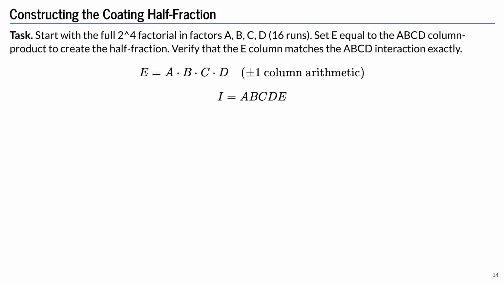Let us now build the coding half fraction from scratch. We start with a full 2 to the 4 factorial in factors A, B, C, and D. That gives us 16 runs with all combinations of plus and minus 1 for those 4 factors. Then we create the E column by multiplying the A, B, C, and D columns together, entry by entry, using plus minus 1 arithmetic. The result is the E column for our half fraction. The defining relation is I equals ABCDE.